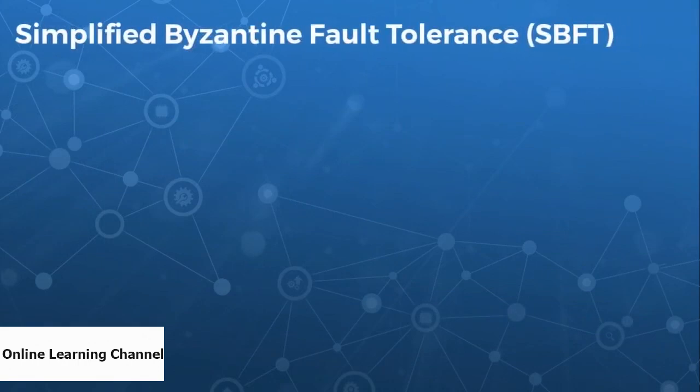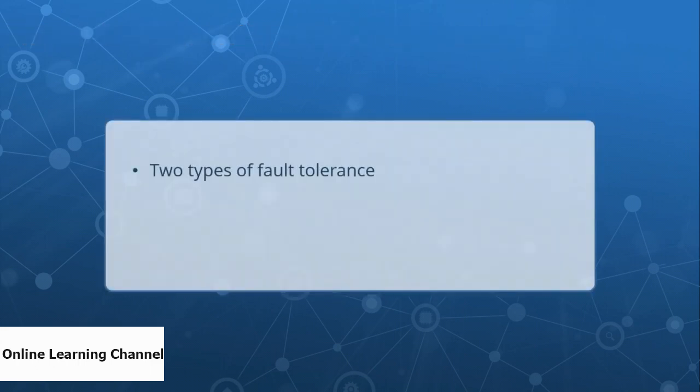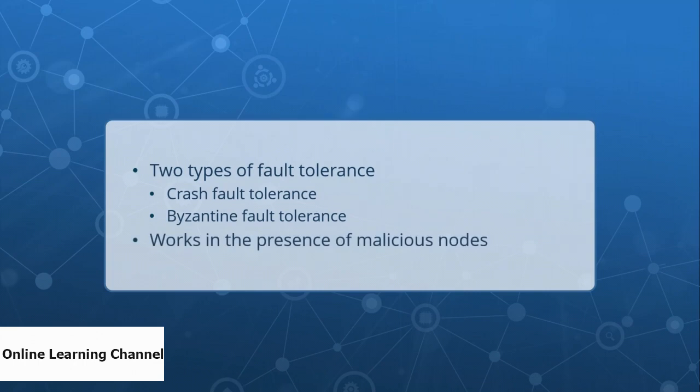With that, we move along to the third ordering mechanism in Fabric, which is Simplified Byzantine Fault Tolerance. So this mechanism ensures two types of fault tolerance. One of these is the crash fault tolerance, where if even a handful of the ordering service nodes were to fail, then the system will continue to be up and running. However, another type of fault tolerance which is supported is Byzantine fault tolerance, which means that the system will continue to function properly even in the presence of some malicious nodes.